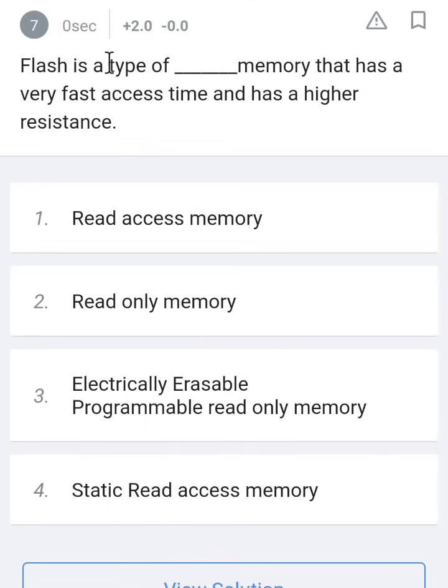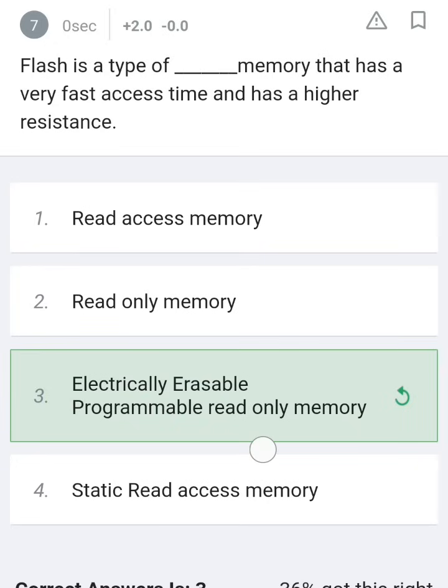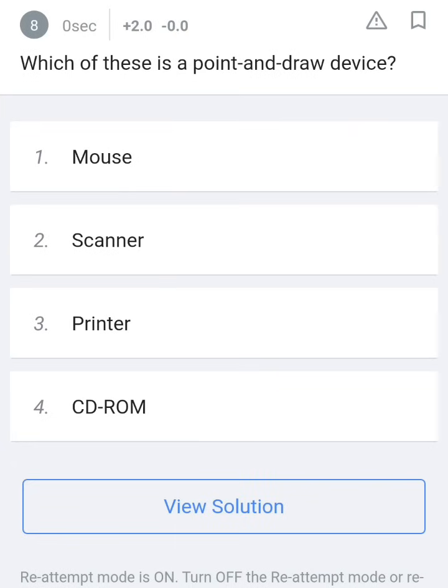Next. Flash is a type of memory that has a fast access time and higher resistance. So flash is a type of read-only memory. RAM is temporary, and when it is off the data is not saved. Read-only memory is permanent, but the fastest is EEPROM, that is electrically erasable programmable read-only memory.